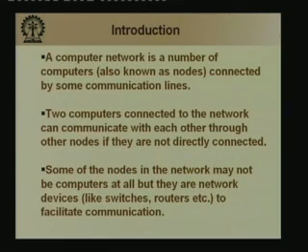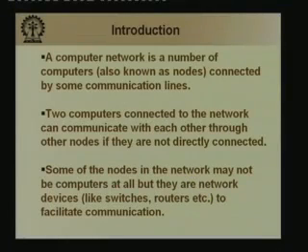Okay. Now, the first question is, what is a computer network? So, a computer network is a number of computers, also known as nodes, connected by some communication lines. So, we have these computers which are connected by some communication line. Two computers connected to the network can communicate with each other through other nodes if they are not directly connected, which means that a computer does not have to be connected to all the other computers in the network in order to communicate with any of them. Okay. It may be an indirect communication via some other computer.